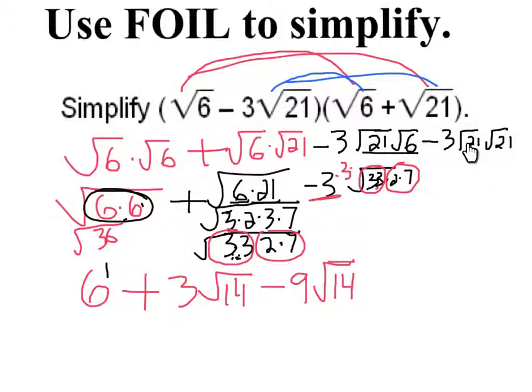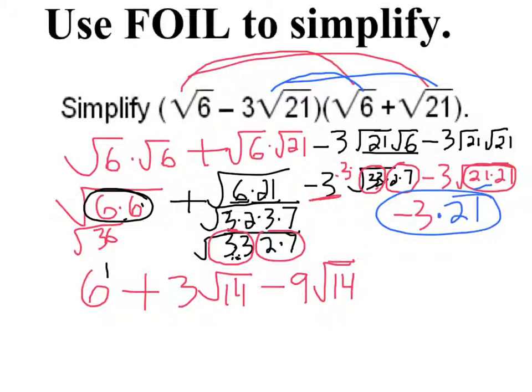Lastly, I have square root 21 times square root 21 here. So the 3 will come down. The 21s will share a radical. And if I have 2 of them, I can circle that and have one of those come out. So I'm going to bring the 21 out. So all I need to do now is negative 3 multiplied to 21 is negative 63. So I'm almost done. All right, here we go.